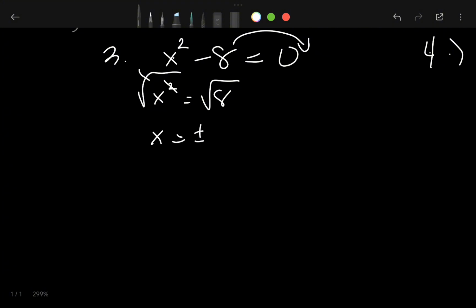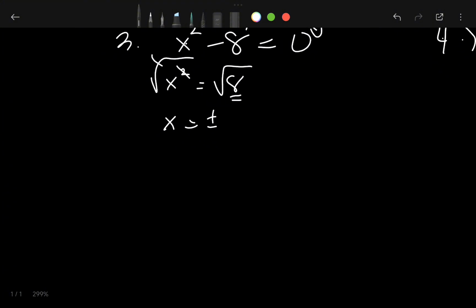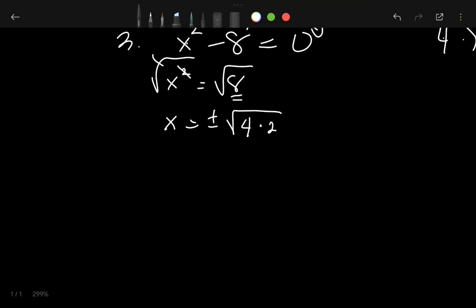Now, as you can observe, 8 is not a perfect square, unlike with the previous example. So there is still a need for us to find the factor of 8 that is a perfect square, which are 4 times 2. Then we can now simplify our radicals. We have positive, negative, so we can separate these two factors, which is 4 times 2.